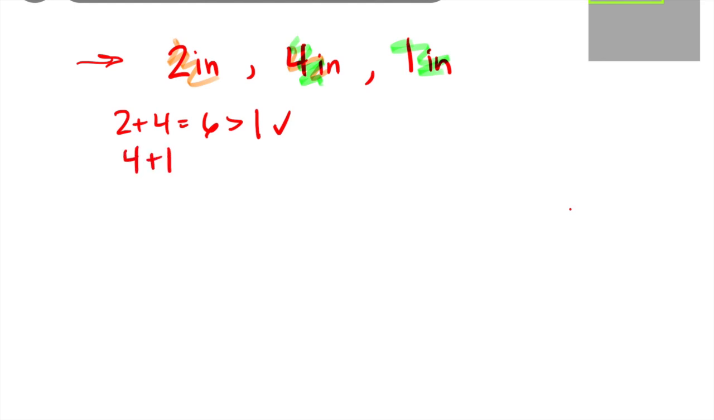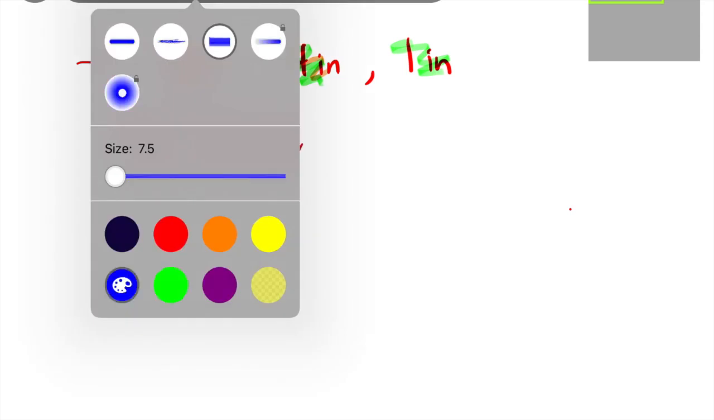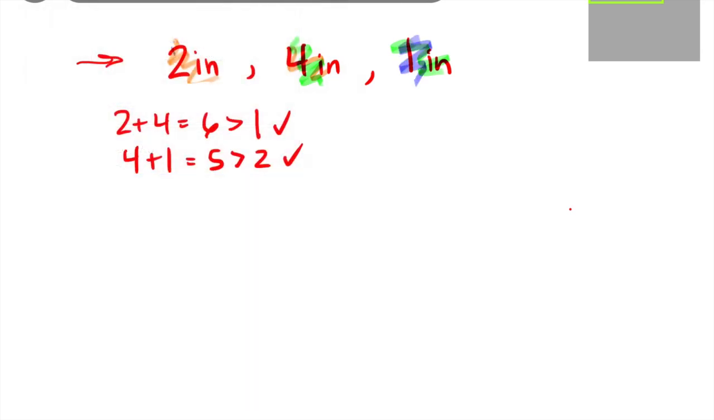So 4 plus 1 equals 5. And is 5 greater than that third side length of 2 inches? Yes. So that side length checks out. The last one we need to check is 1 inch plus 2 inches. So 1 plus 2 equals 3.